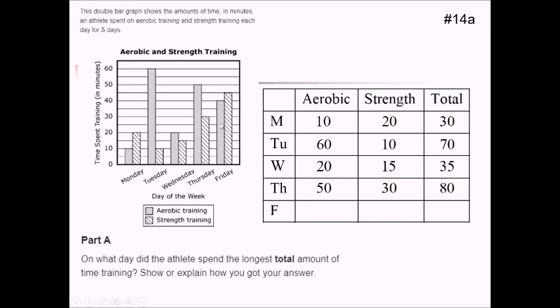How about Friday? We got 40 for aerobic, and strength training was 45, so that adds up to 85. So this is one where you didn't want to just eyeball it and say, it looks like this one's bigger, because Thursday and Friday were actually pretty close, but it looks like Friday has the longest amount of time. So Friday it is for part A.